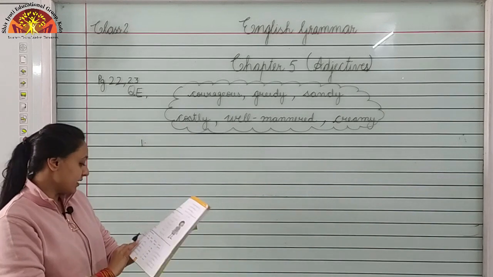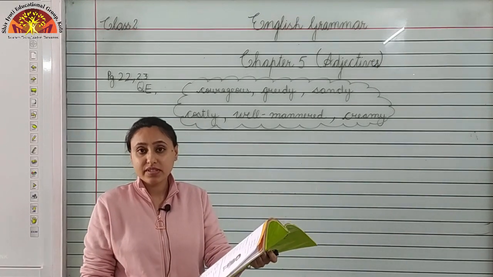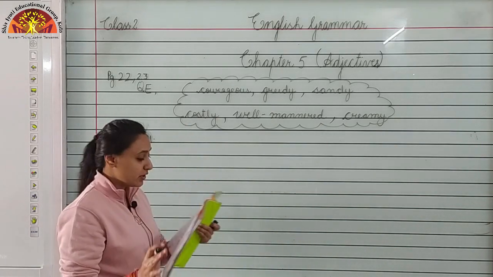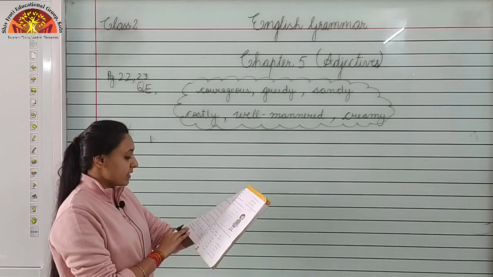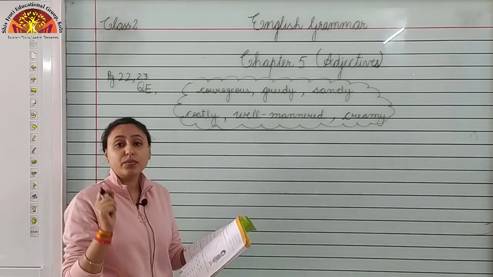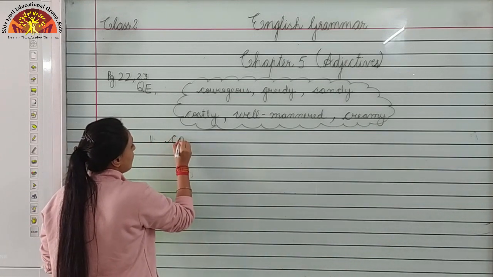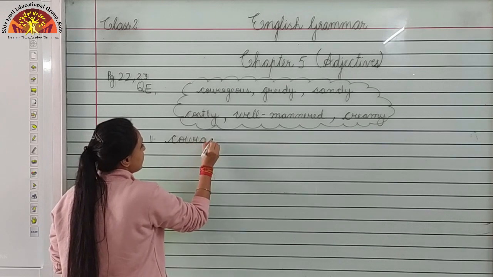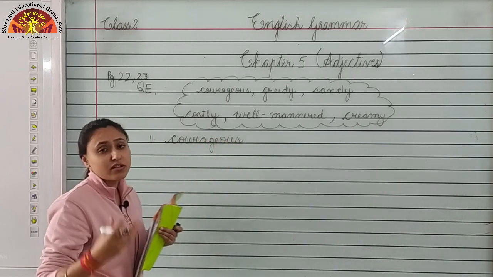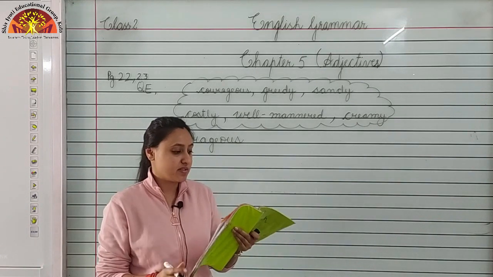Okay. Number 1 is something that costs a lot. So children, one word for this phrase is costly. Okay. This has been done for you. Now look at number 2. Someone who shows a lot of courage. Okay. So the one word for this phrase is courageous. C-O-U-R-A-G-E-O-U-S, courageous. So person who has lot of courage, one word for that is courageous.